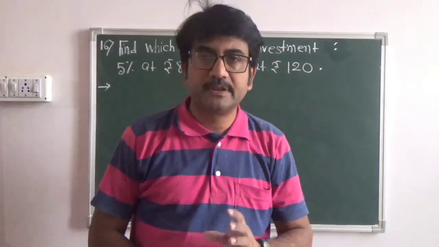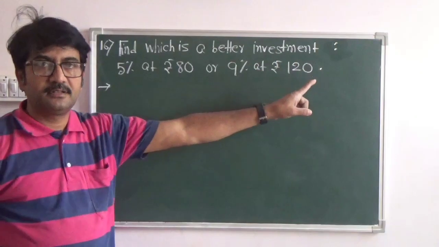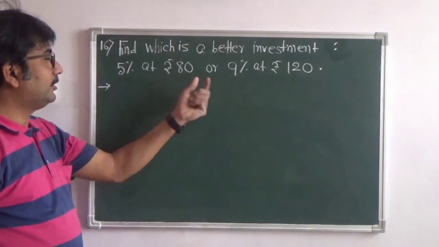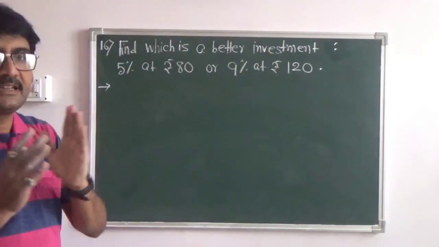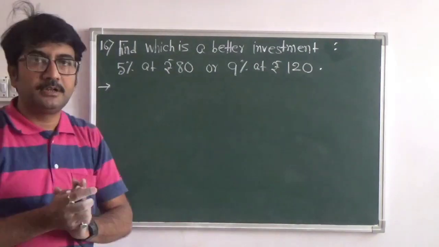Now let us move on to the next question. Find which is a better investment. Now first one is 5% at rupees 80 or 9% at rupees 120. So if you are to make investment under these two conditions, which one would you prefer to invest?